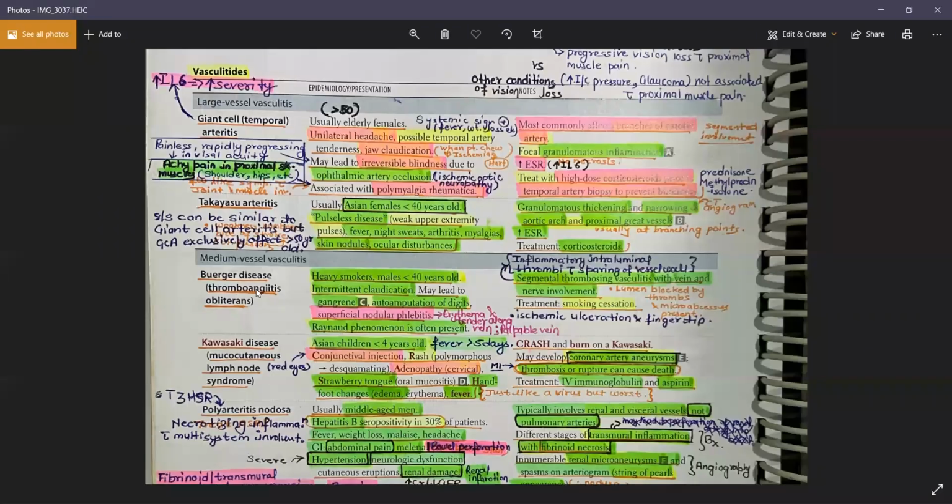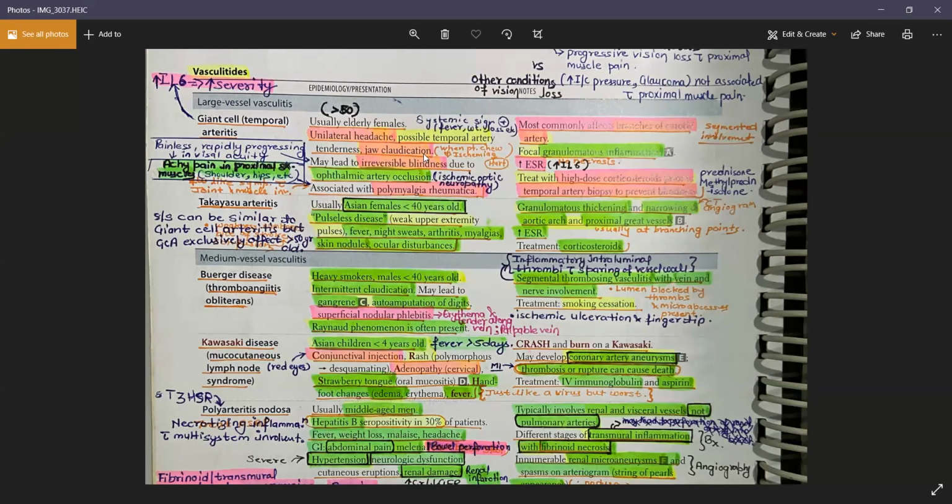So first is giant cell temporal arteritis. Please remember this whole name, giant cell temporal arteritis. This is the inflammation of the temporal artery. Very important. So it affects every region which is supplied by the temporal arteries, like your jaw, your eye, and your head. You will have a unilateral headache because the unilateral temporal artery is involved.